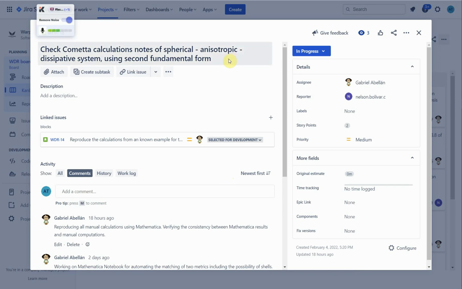Right, and just one more thing in relation to the task he's currently doing. Do you mind explaining in a little bit more detail what exactly anisotropic dissipative systems are? Dissipative systems and anisotropics.